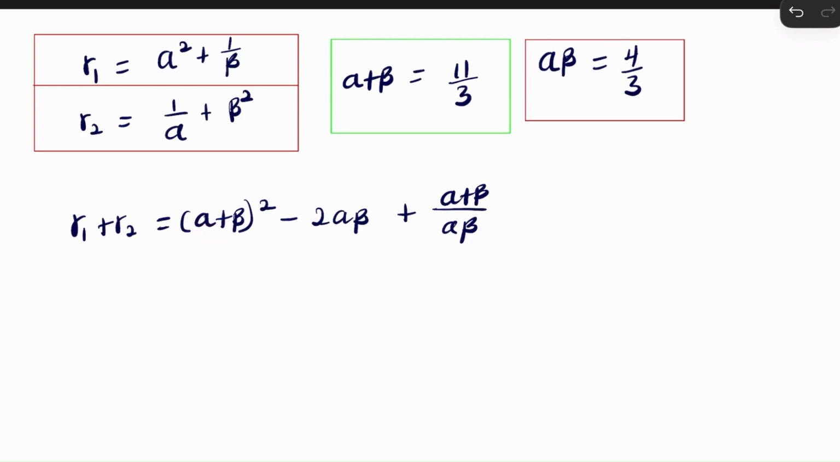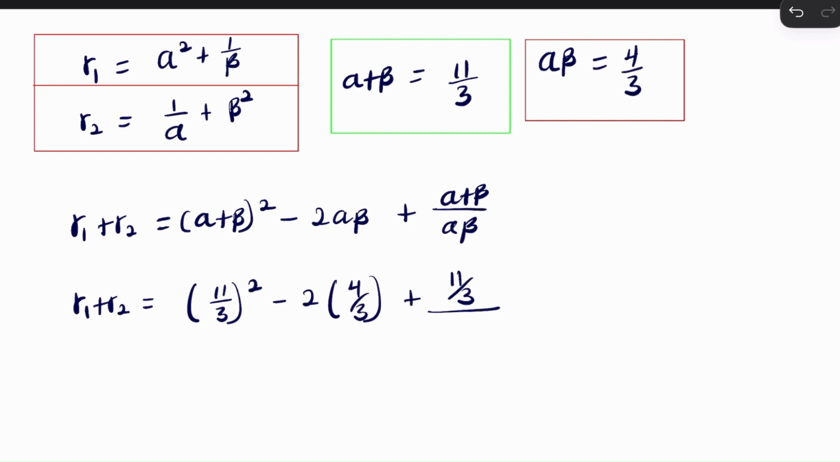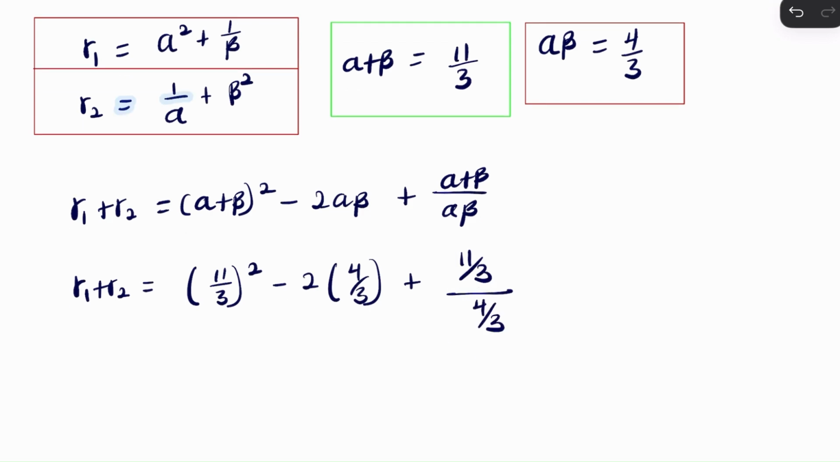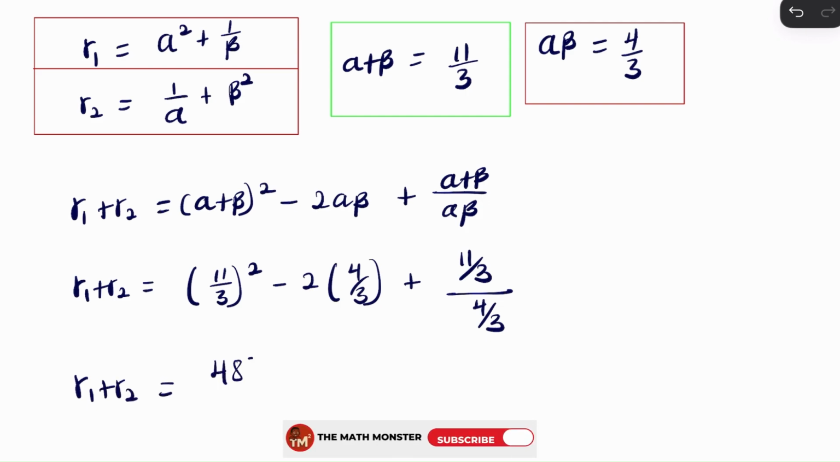Alpha plus beta is giving us 11 on 3, and alpha times beta is giving us 4 on 3. Thus, r1 plus r2 is equal to 11 on 3 all squared minus 2 times 4 on 3 plus 11 on 3 all divided by 4 on 3. Simplifying this, we are going to have r1 plus r2 to be equal to 487 divided by 36.